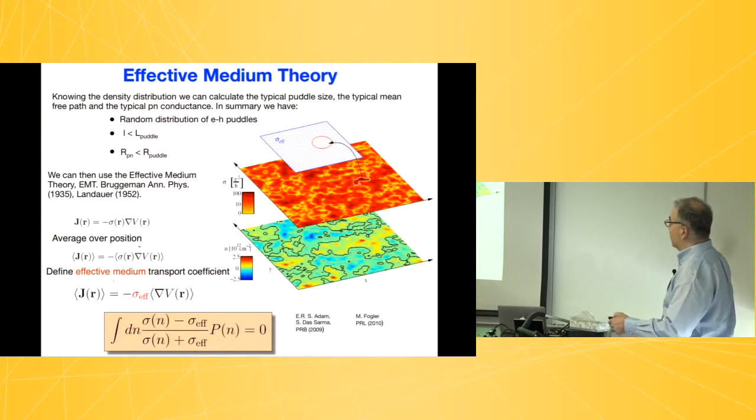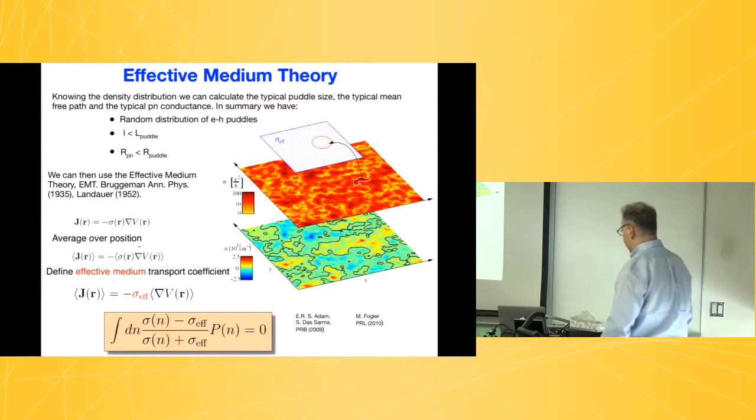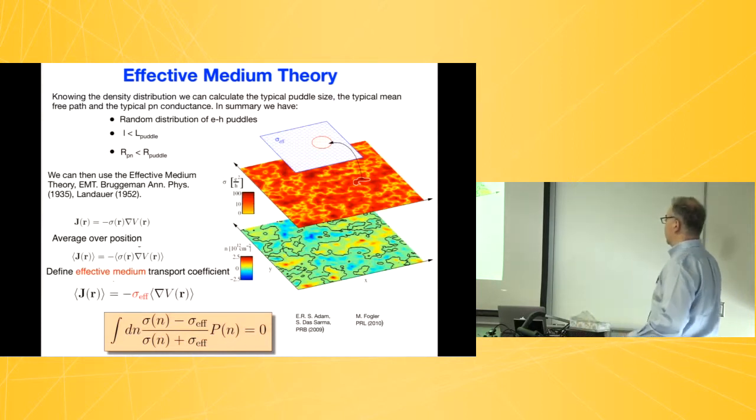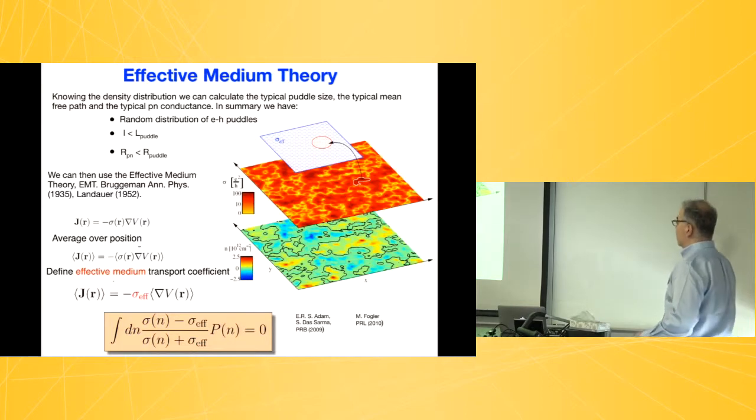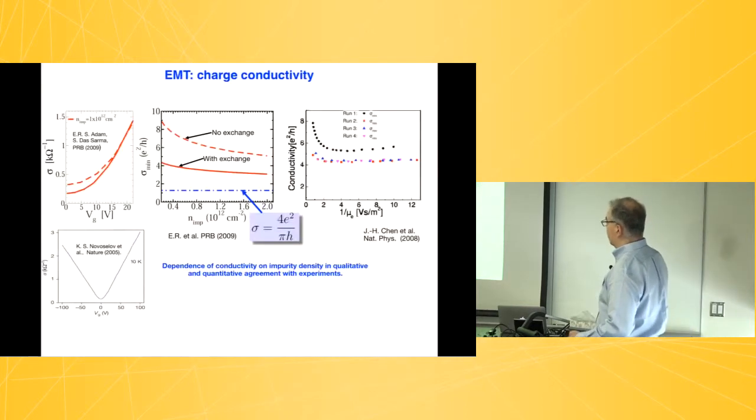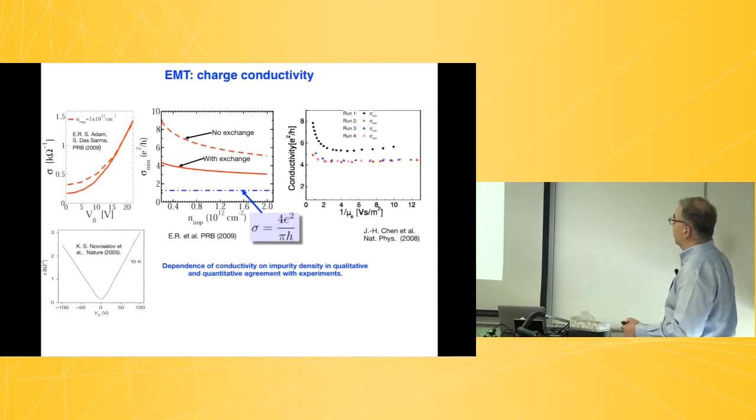It turns out that if these conditions are satisfied, you can do that. The effective equation that you obtain is an implicit equation for this sigma effective, given by this integral, where Pn is nothing but the probability distribution of your density, or it could be P of sigma if you wish. This works remarkably well, as simple as it is. Here I show some results for the charge conductivity. This is our result. We can recover the value of the minimum conductivity, then the crossover, and then the linear scaling of the conductivity as a function of the gate voltage.